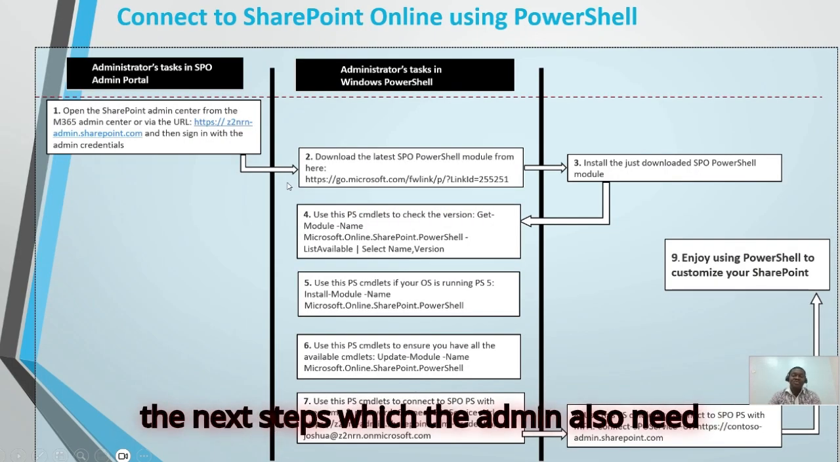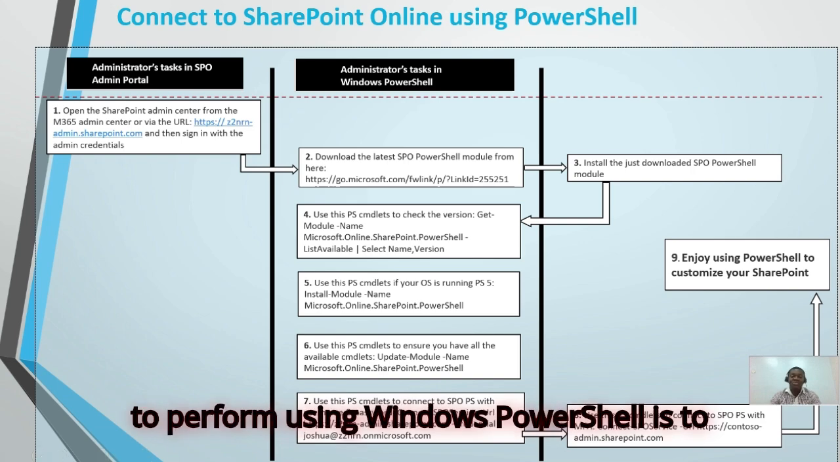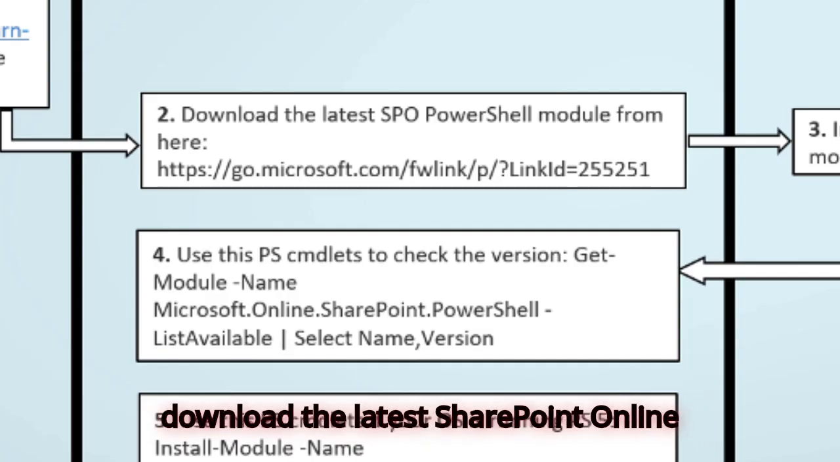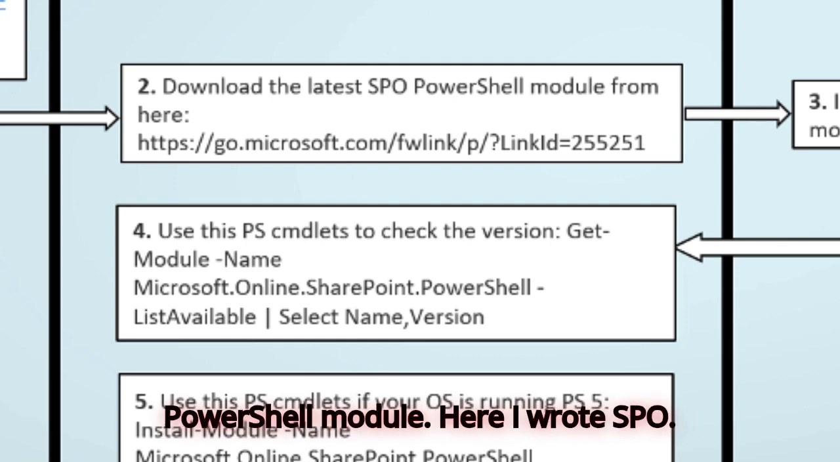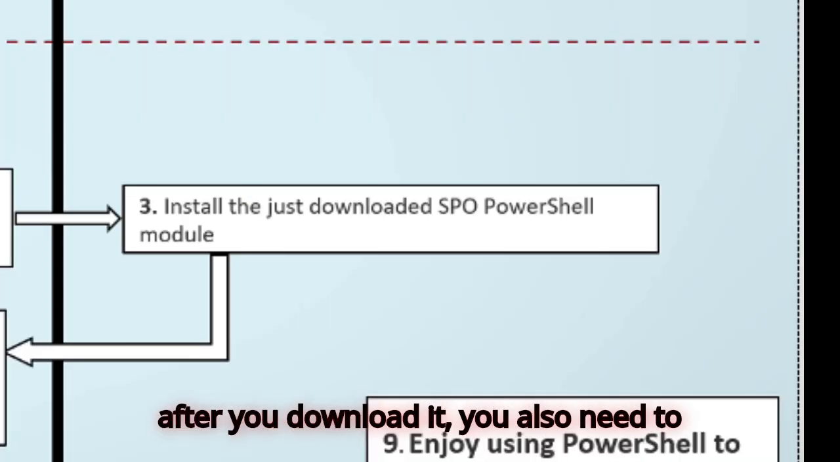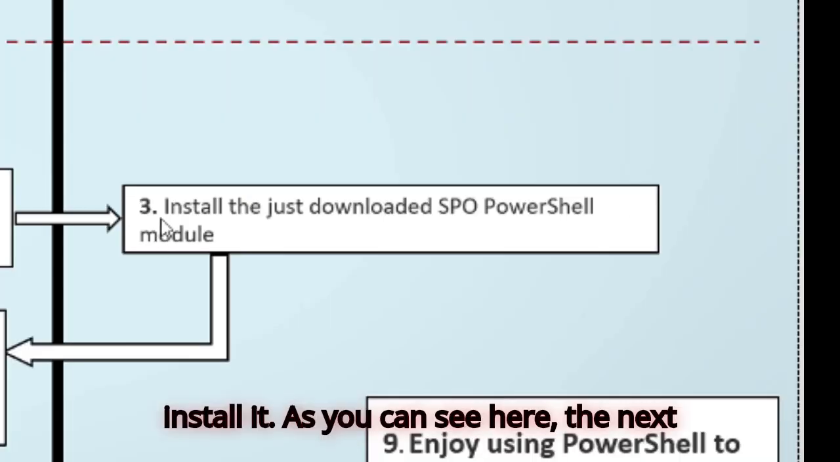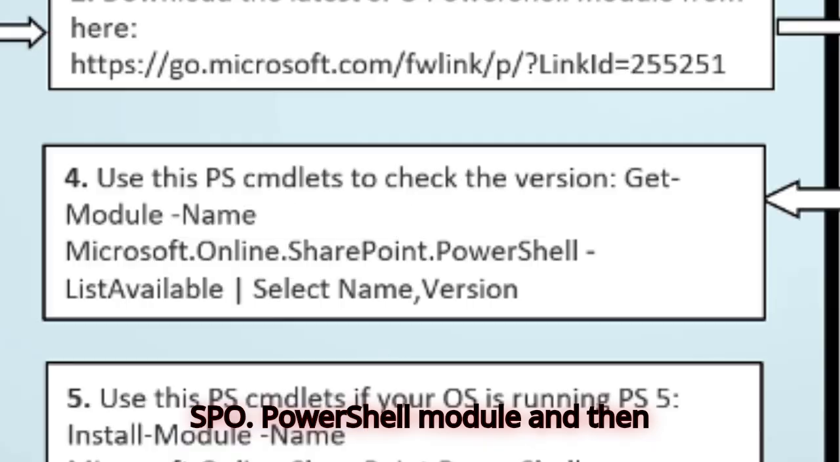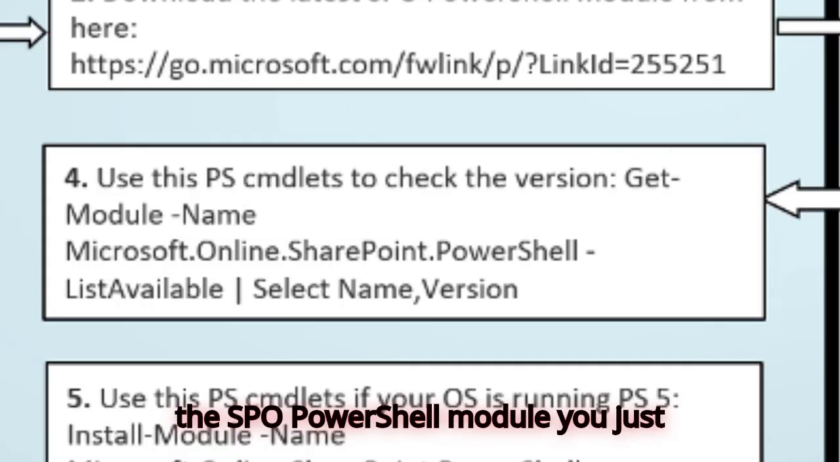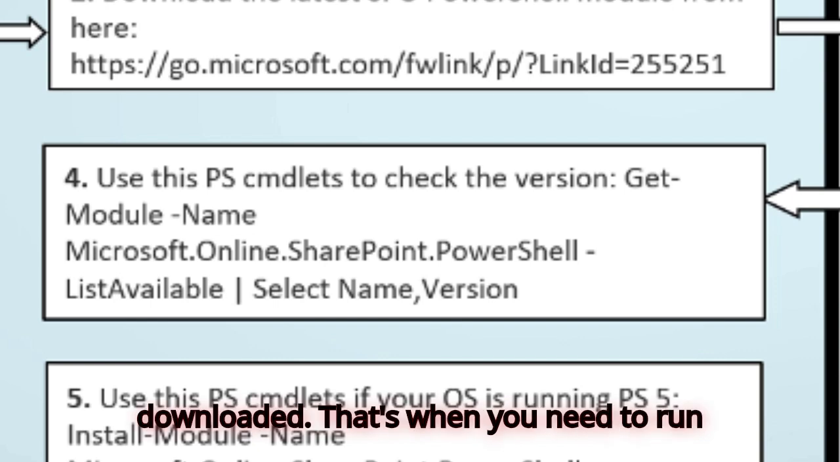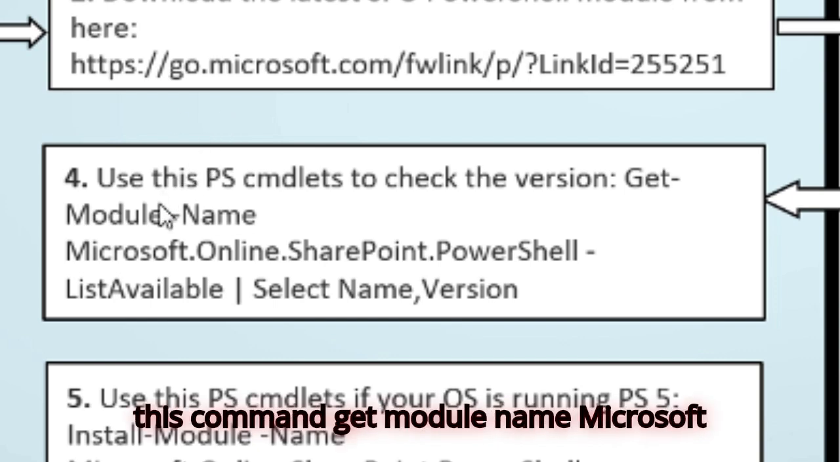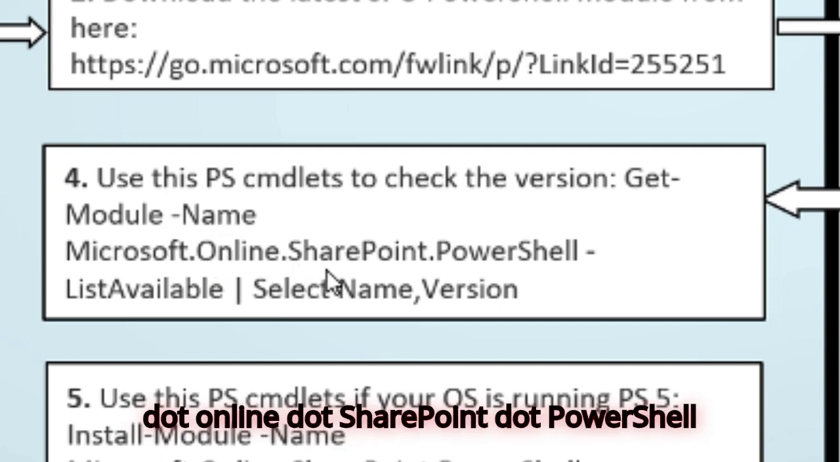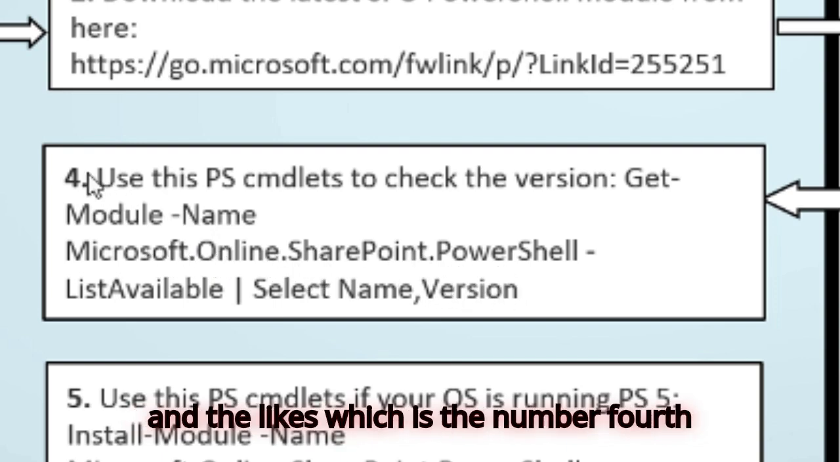And then the next steps, which the admin also needs to perform using Windows PowerShell, is to download the latest SharePoint Online PowerShell module. Here I wrote SPO. SPO means SharePoint Online. So after you download it, you also need to install it. As you can see here, the next step is to install the just downloaded SPO PowerShell module. And then the next thing is to check the version of the SPO PowerShell module you just downloaded. So that's when you need to run this command, Get-Module -Name Microsoft.Online.SharePoint.PowerShell and the likes, which is the fourth step.